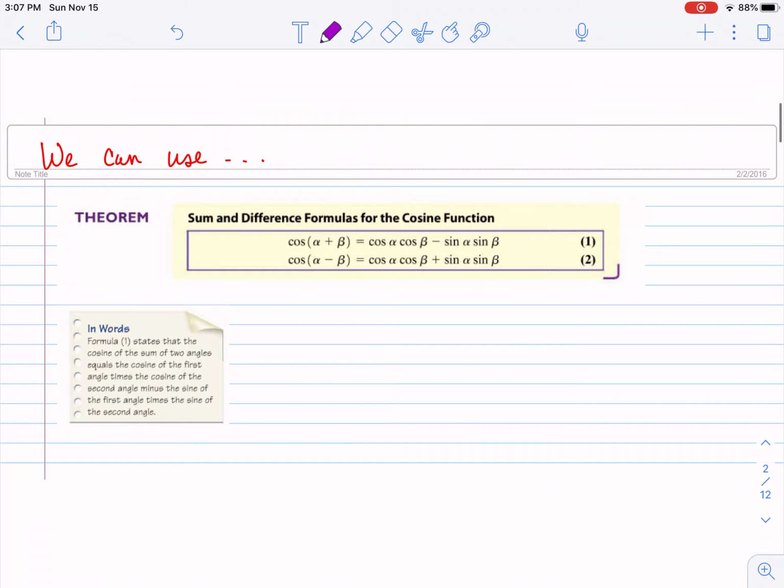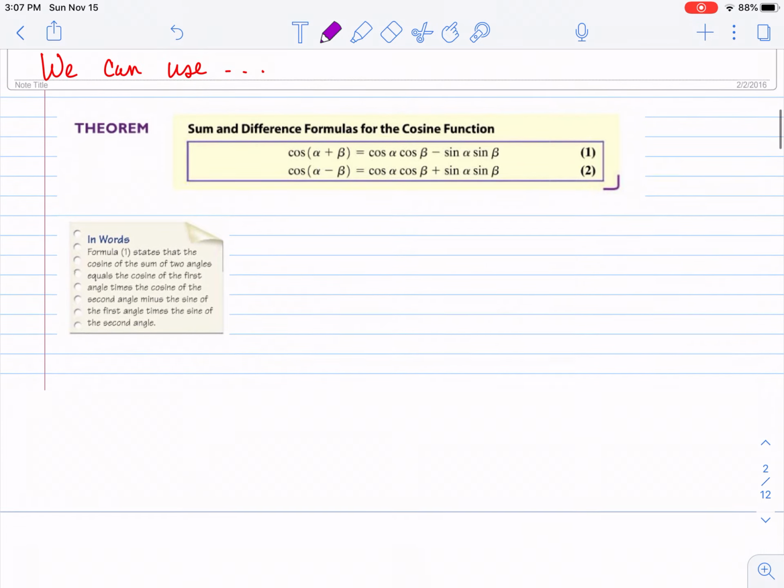This is the sum and difference formula for cosine. The cosine of alpha plus beta is equal to the cosine of alpha times cosine of beta minus the sine of alpha times the sine of beta. The difference formula for cosine is cosine of alpha minus beta is equal to the cosine of alpha times cosine of beta plus sine of alpha times sine of beta.